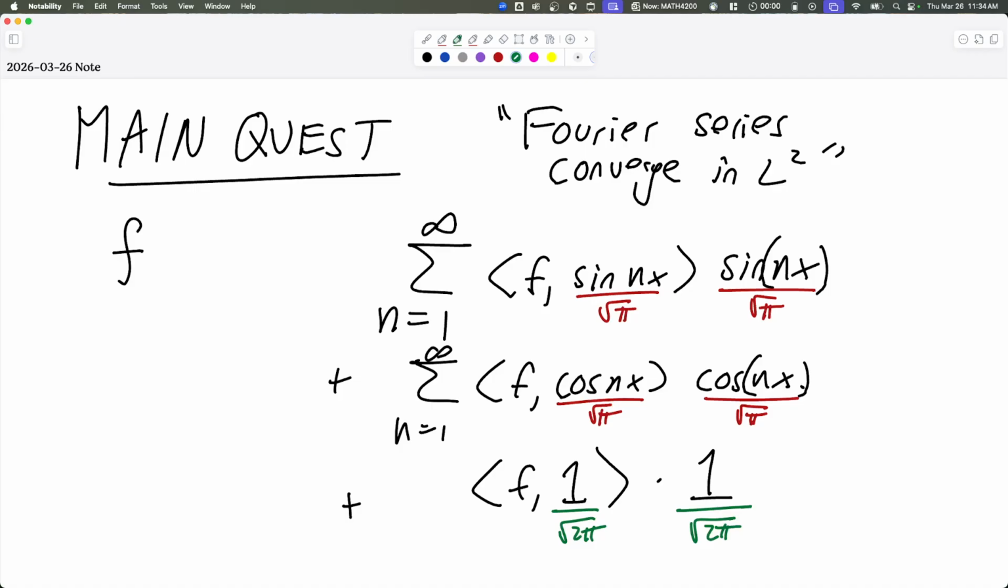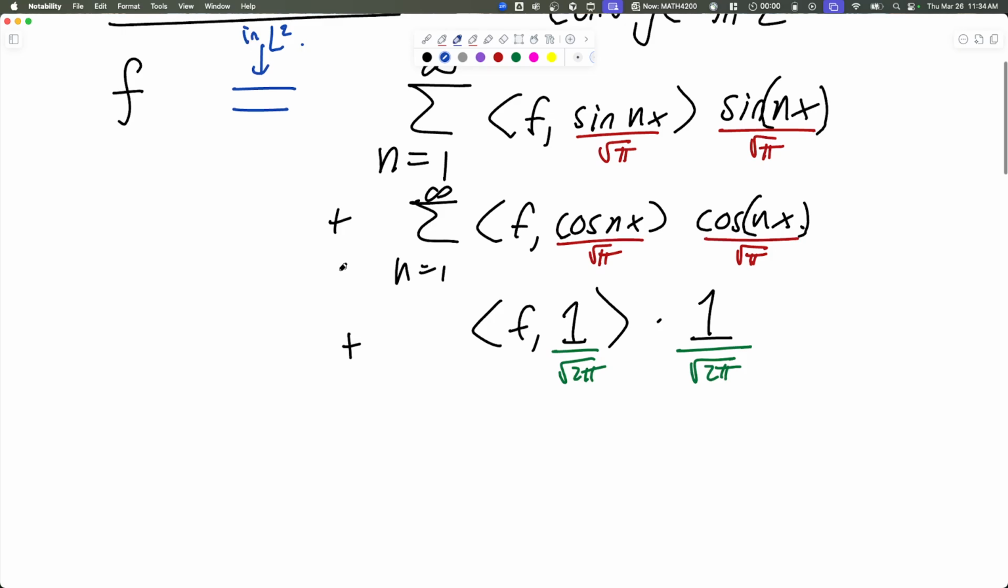And our main quest is to prove that these things are equal. And by equal, we mean in L2, right? So as functions in L2, thinking of this as a vector in L2, and thinking of this as a limit of vectors in L2. Infinite sums are actually limits, and we know what the limit in a space like L2 means. We want to prove that f equals those things. Okay, that's our goal.